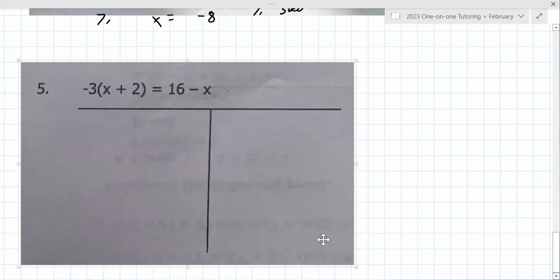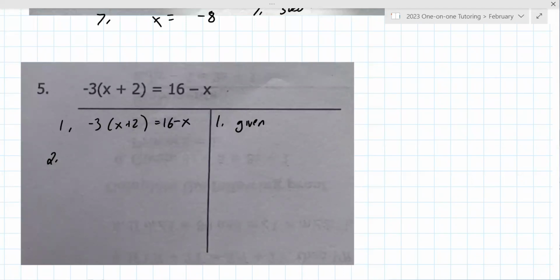Okay, so 5 is different. It's got this -3, and you have to do something different, but you still start out with the given. The next step here is to actually distribute. I'm not sure if we can just write the result, but I think you actually have to show the distribute. You have to show the -3 multiplying the x and the -3 multiplying the 2. And this is the distributive property.